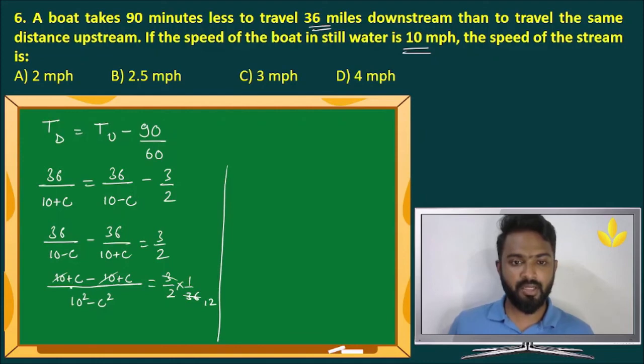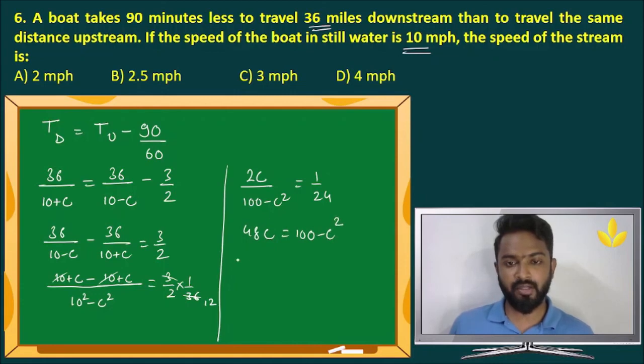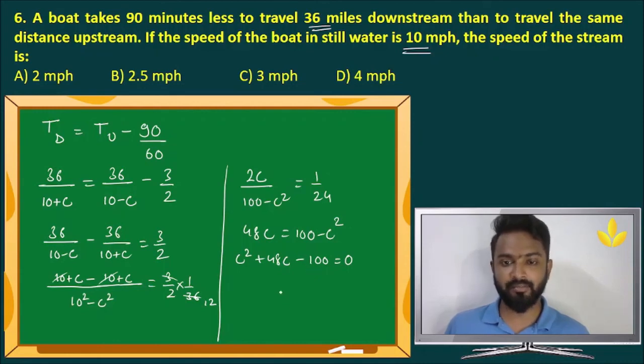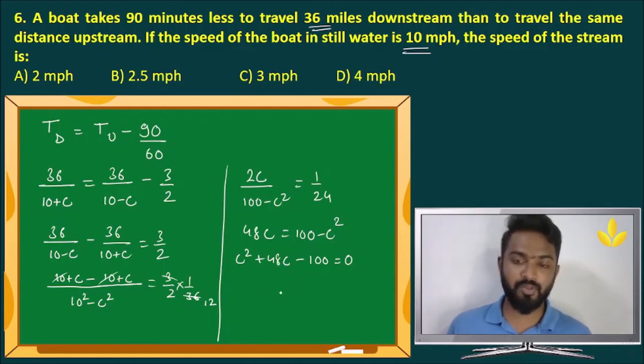Let's solve this now. C plus C is 2C over here, divided by 100 minus C square equals 1 by 24. Let's cross multiply. We have 48C equals 100 minus C square. We have C square plus 48C minus 100 equals 0. This is a quadratic equation. We need two numbers whose sum is 48 and the product is minus 100. That is nothing but 50 and minus 2. 50 minus 2 is 48. 50 into minus 2 is minus 100.